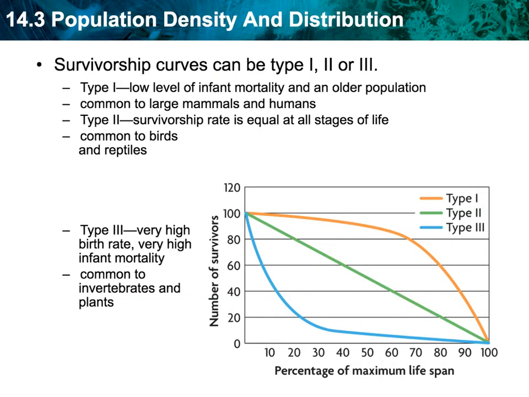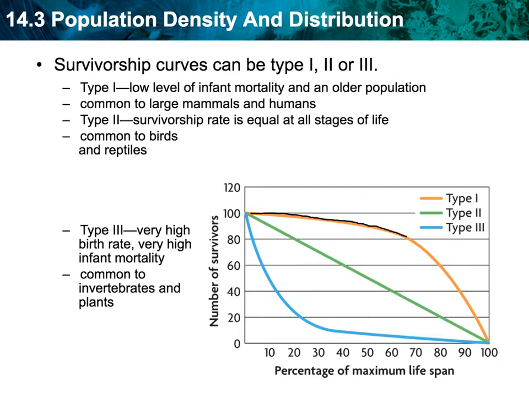In nature, there are 3 major types of survivorship curves that can be made from those data, and you can see them in the graph on this page. Type 1 survivorship curves show that over the first several years of life, everybody survives, or most of the individuals are able to survive.